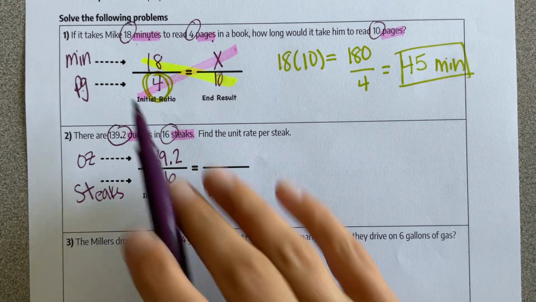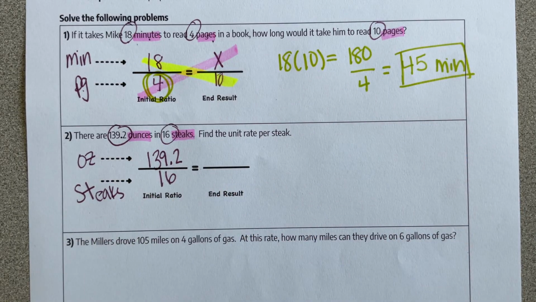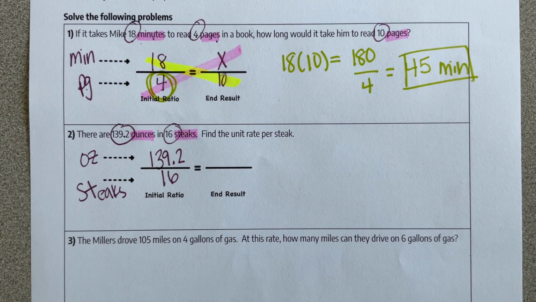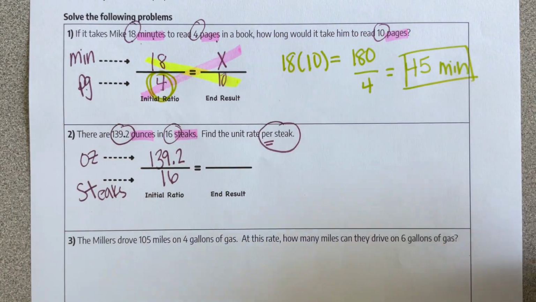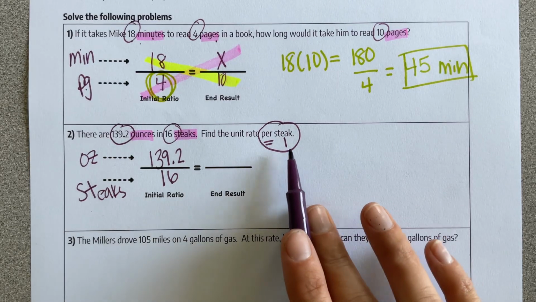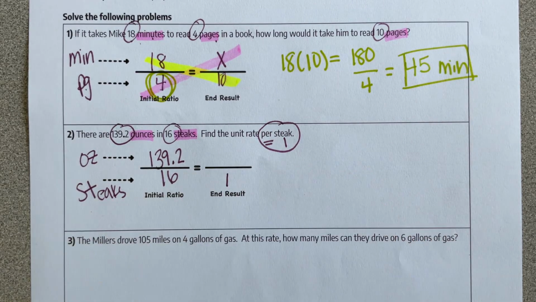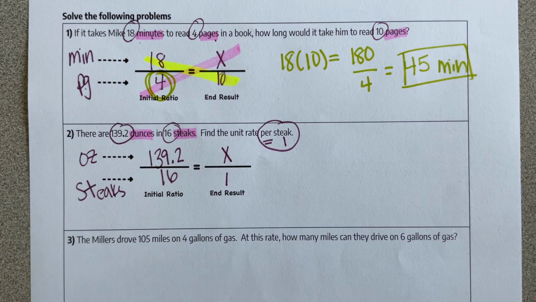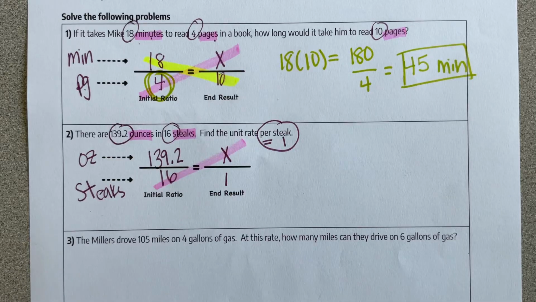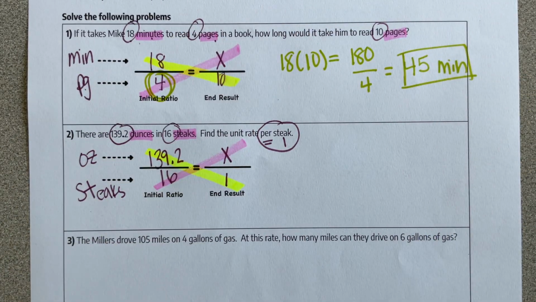Here's the difference. On the first problem, we had 3 numbers given to us. Here we only have 2. There's kind of a mystery secret number for us. When it says find the unit rate per steak, that means per 1 steak. So the other number, even though it's not there, is 1. And 1 is referring to steak. We put steak on the bottom, so our 1 goes on the bottom, our x goes on top. Again, I'm going to highlight my diagonals. And then we're going to solve.